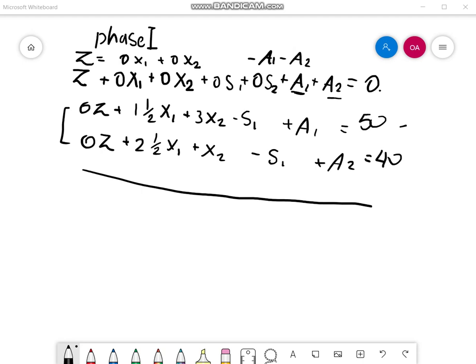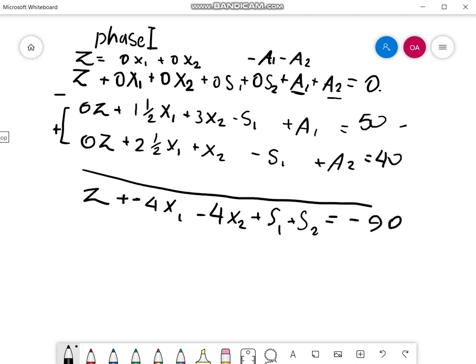Then subtract the old objective function with the adding of these two variables. So I have z, then plus... because this is a minus, this is gonna be minus 4x1 minus 4x2. So this is gonna be plus s1 plus s2, minus a1, minus a2, and this is gonna be minus 90. So this is my new objective function.